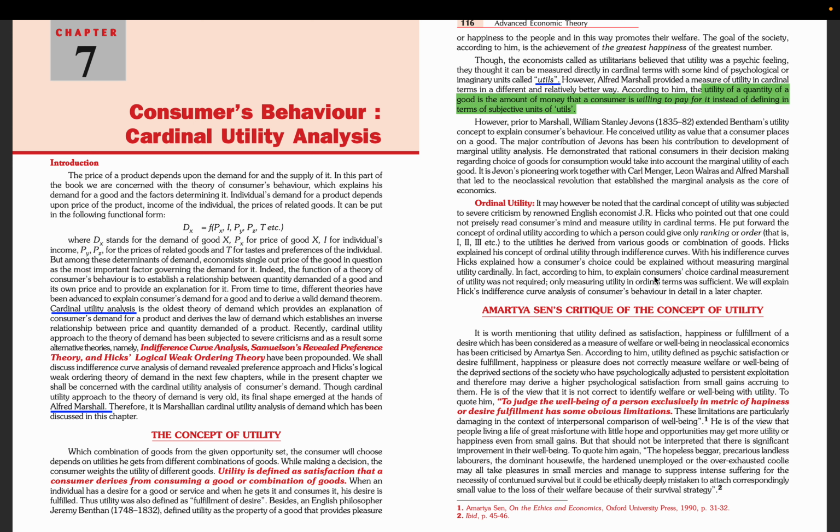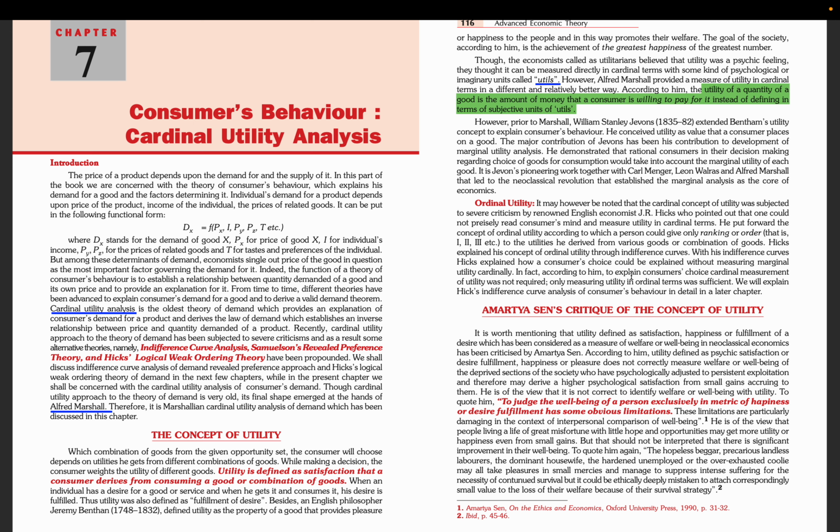He is of the view that it is not correct to identify welfare or well-being with utility. To quote him, to judge the well-being of a person exclusively in metric of happiness or desire fulfillment has some obvious limitations. These limitations are particularly damaging in the context of interpersonal comparison of well-being. He is of the view that people living a life of great misfortune with little hope and opportunities may get more utility or happiness even from small gains.